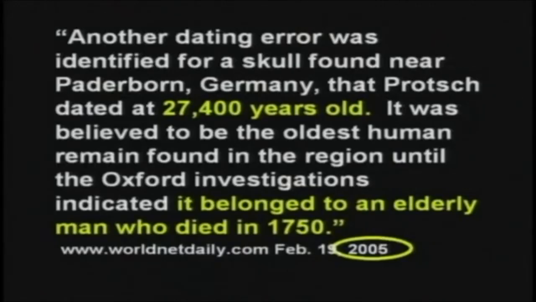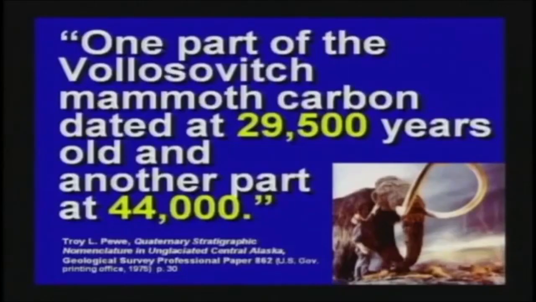700% error. Professor Protsch had said he had found the oldest German, the first German to ever move to Germany, 27,400 years old. They tested it at Oxford and said, this is an old man that died in 1750. He's 250 years old. The professor had been lying about this stuff for decades, and so he finally resigned in disgrace. Well, he should, okay? One part of a mammoth dated 29,000 years old, another part was 44,000.